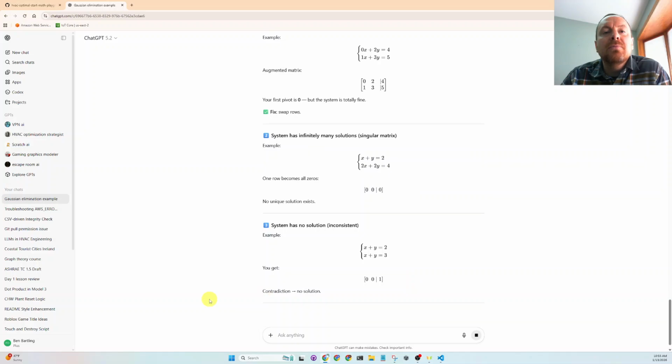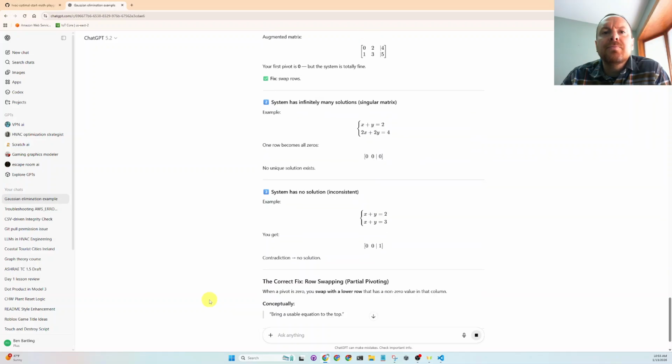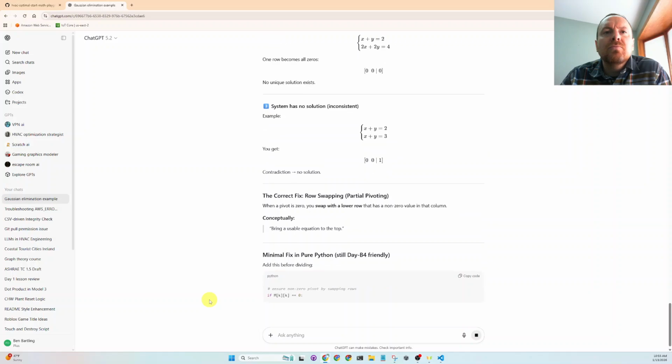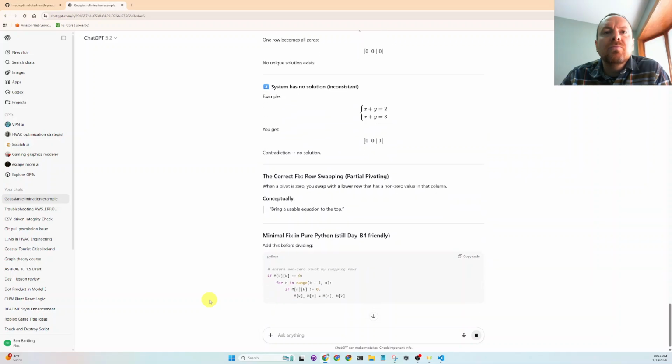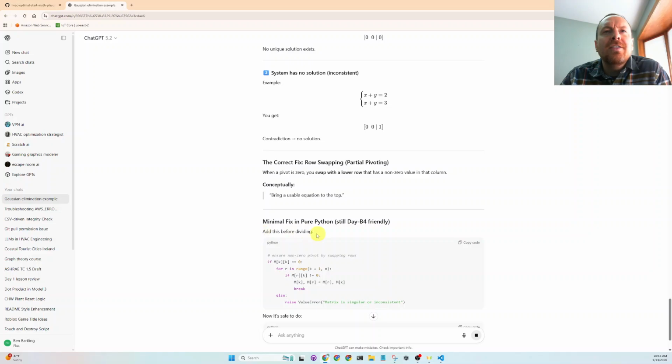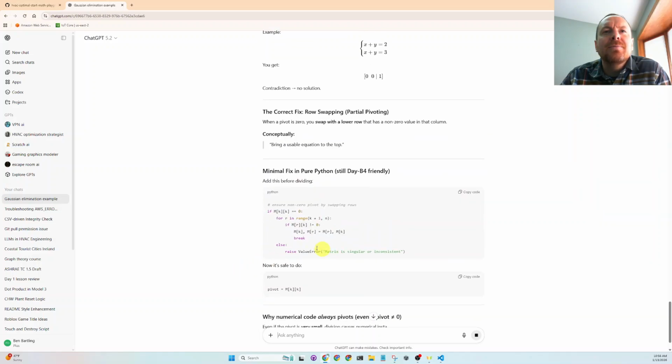Looks pretty cool. Add this line before dividing. So that's just saying if you accidentally do that, break out of our program before it crashes.